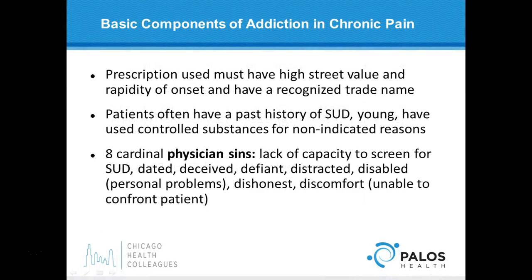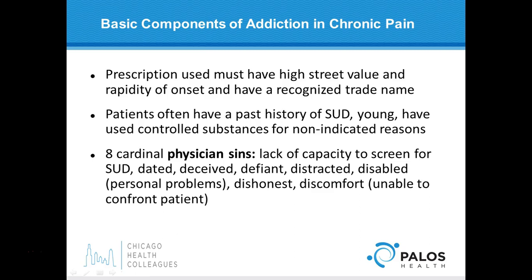Let's talk about who and how we're going to prescribe. The prescription that is liked by patients, especially if they have substance use disorder, must have a high street value. It must have rapid onset and must have a recognized trade name. Hence, you may have a patient that comes in and says, "Oh, I only want Norco, I only want oxycodone," and they can actually tell you the amount of milligrams they've used and what's been effective for them. These are people you may have to look into very carefully.